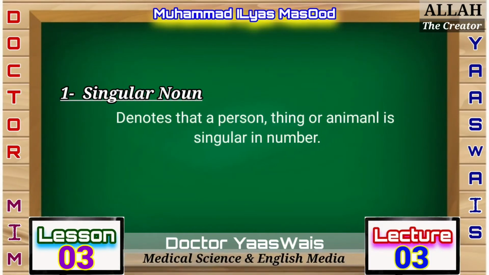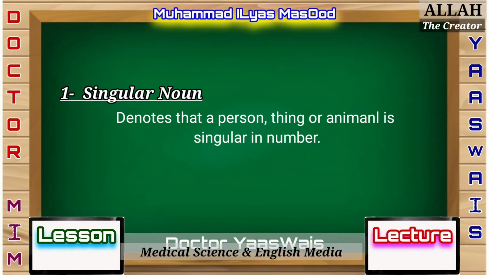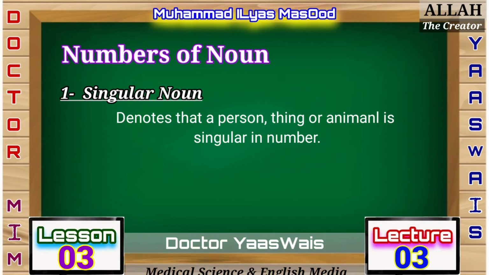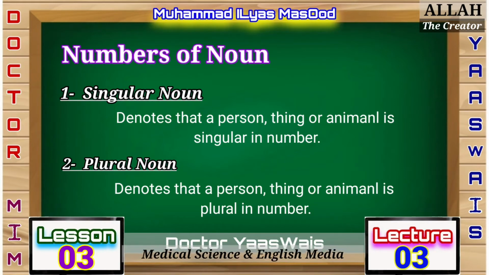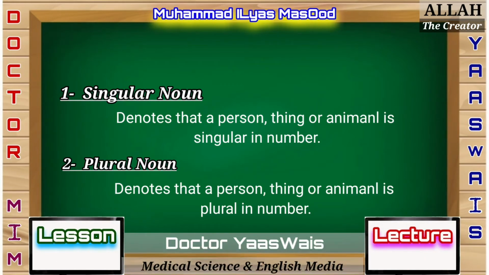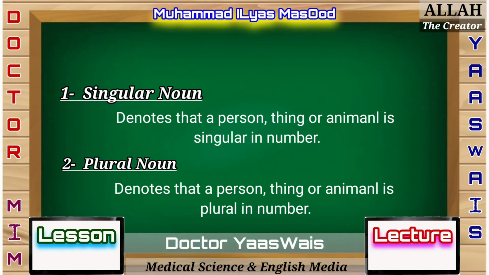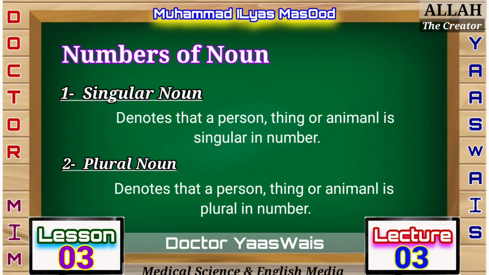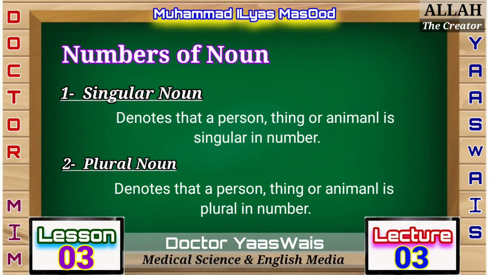Singular noun denotes that a person, thing, or animal is singular in number, or simply, it is only one in number. It does not have s added at the end of its spelling. Plural nouns denote that a person, thing, or animal is plural in number, or many in number, or simply, they are more than one in number. They have s, es, ies at the end of their spellings, or in case of irregular nouns, they have changed spelling or pronunciations, like child, children, etc.